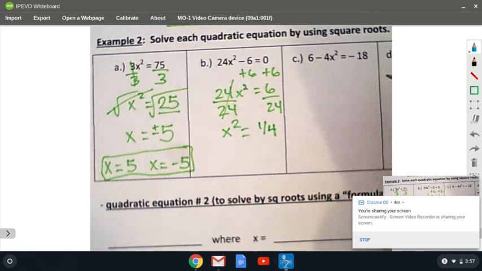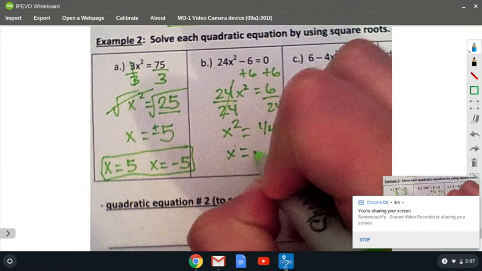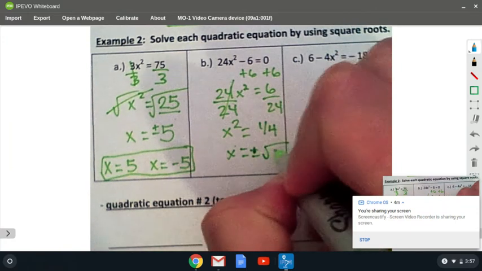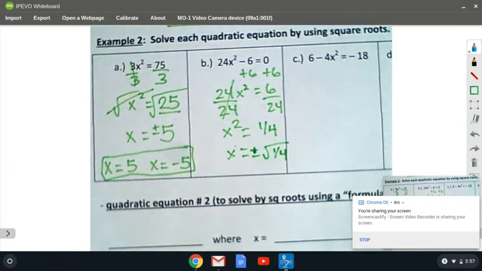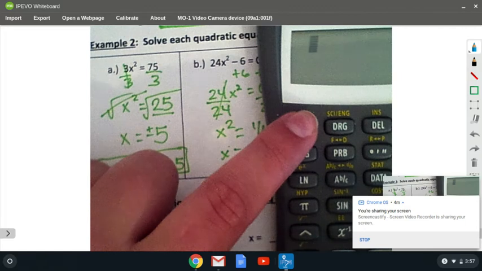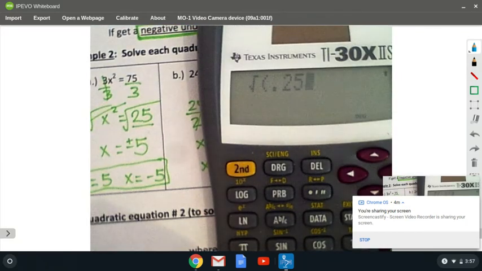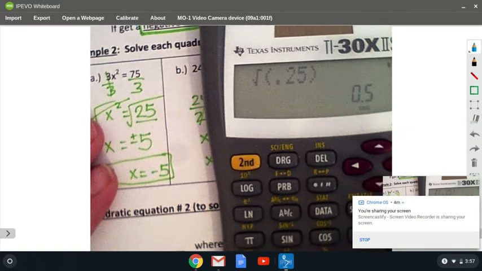Okay, so this is kind of ugly. If I take the square root of both sides, I get x is plus or minus the square root of 1/4. That's kind of ugly. We can leave our answer like that, or I can do this in my calculator. Square root of 0.25, which is the same as 1/4, and I get 0.5.